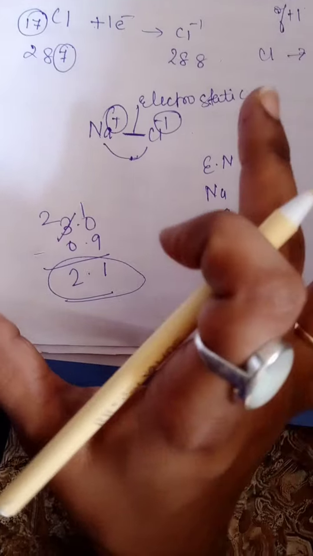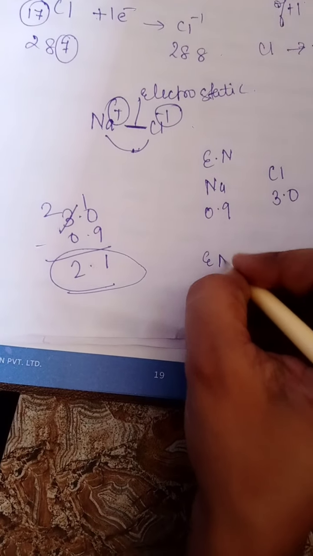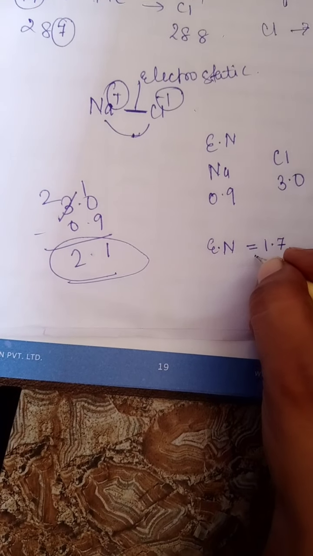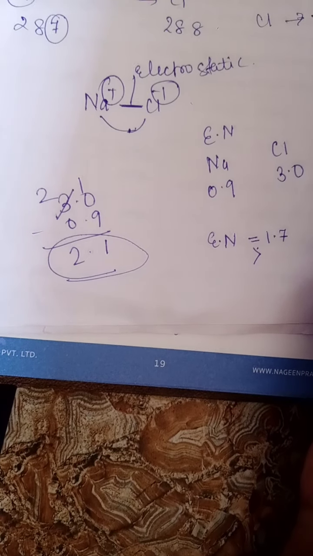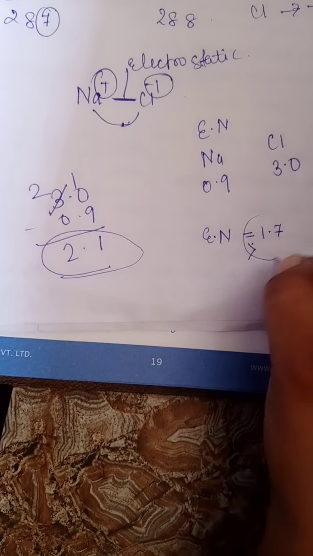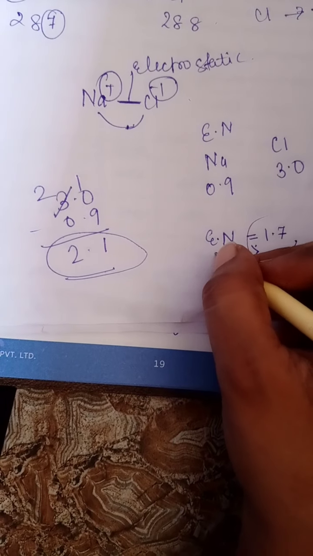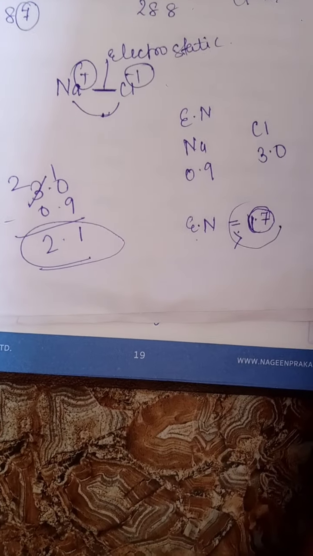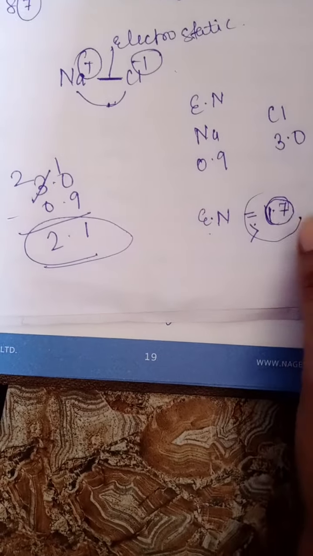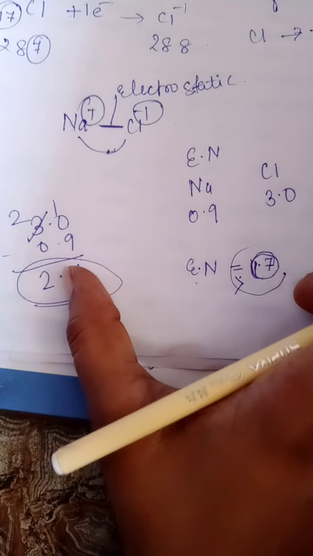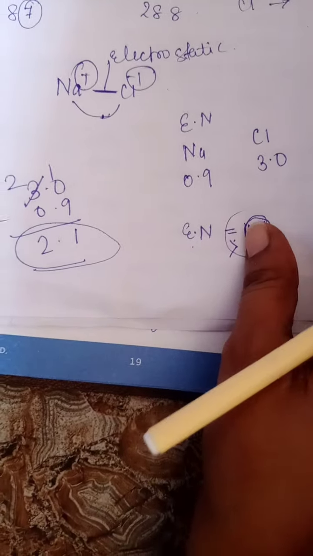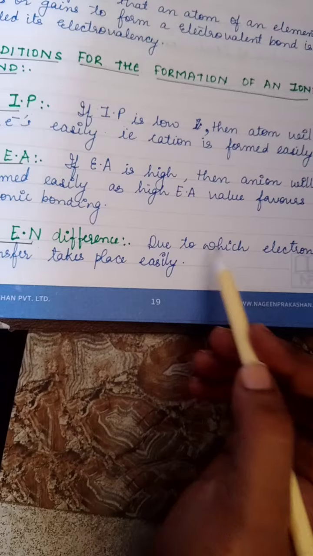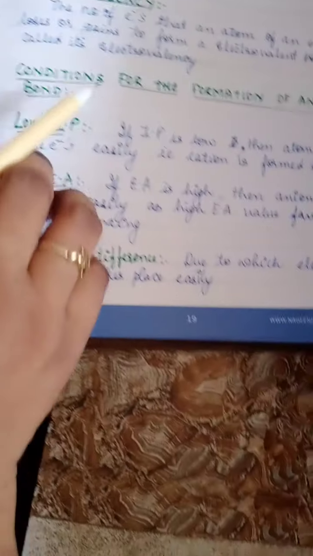Children, experimentally it has been found that if the electronegative difference is equal to 1.7 or greater than 1.7, then the bond formed will be ionic. And if this value is below 1.7, then the bond formed will be covalent. This is experimentally found. You don't require this part, but I am explaining it here. So a large electronegative difference is the reason electron transfer takes place easily.